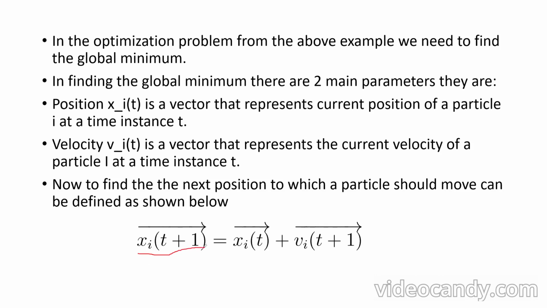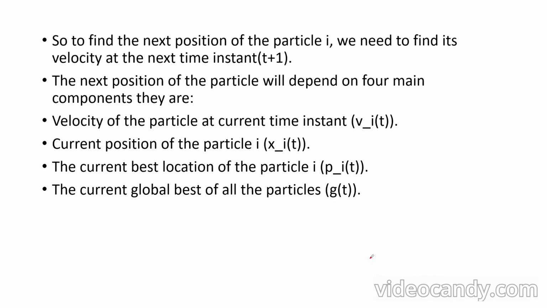So, how to find the next position of the particle is using this formula, where we add the initial position to the velocity of the particle. So it will be like this. Here are the explanations about the particles, the velocity of the particles and the position of the particles. And p_i(t) is the best location of the particle.